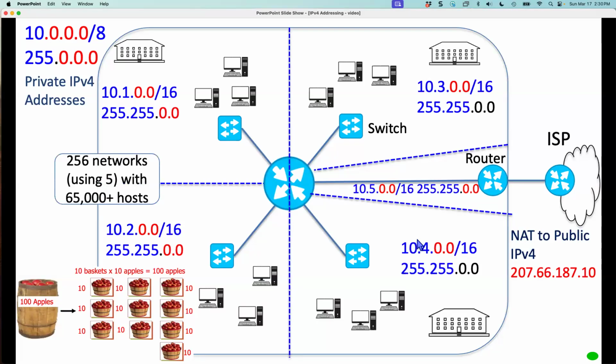So now what we could have is actually 256 smaller networks with 65,000 plus hosts each. We're using just 5: 1, 2, 3, 4, 5. That's what using 5 means. All right, we'll talk about subnetting and all that a little later, but I just wanted to introduce that to you here.